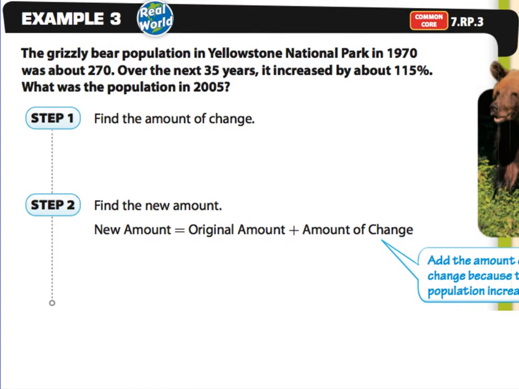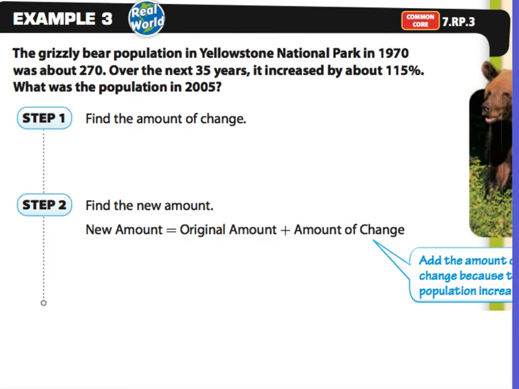All right, example number 3. Now we are actually going to find the percent change. So instead of finding the percent change, we're going to be given the percent change and we are going to find the new amount. In this case, we have a grizzly bear population, and it was about 270 in 1970. And in the next 35 years, it increased about 115%.